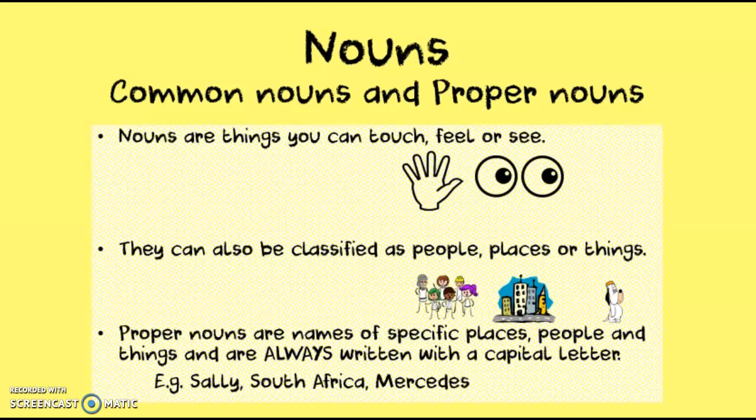Another way of thinking about it is that nouns can also be classified as people, places, or things. When a noun is written in a capital letter, in other words, it's the specific name of something, that is called a proper noun. So a proper noun is either something like your name, Sally, William, or Peter, the name of a place, South Africa, Italy, Australia, Woodlands, Ferry Glen, or the name of a specific thing, Mercedes, iPad, Samsung, LG. Anything you can think of that starts with a capital letter is classified as a proper noun.